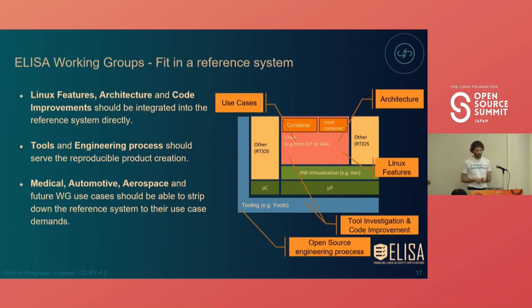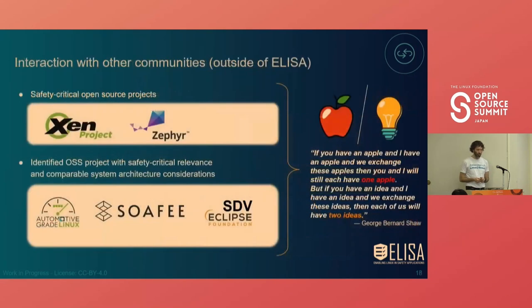In this, just to mention, we are also collaborating with different other open source projects in the safety critical space. There's the Xen project, which we regularly meet with. We have Zephyr integrated in there because they all provide a safety path. And depending on your use cases, maybe also a good thing to look at. And as George Bernard Shaw has said, if you have an apple and another one has an apple, and you exchange the apples, both still have one apple. But if we exchange ideas, you have an idea, I have an idea, then at the end we come up with two ideas.